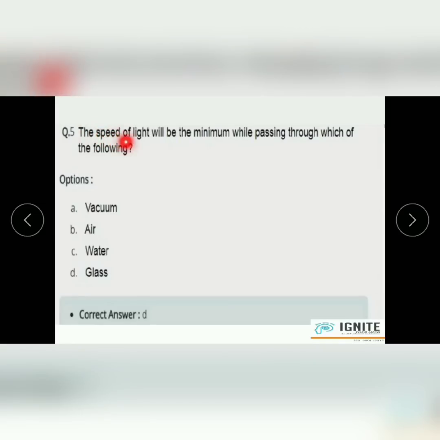Next question. The speed of light will be minimum while passing through which of the following? Options are vacuum, air, water and glass. The correct answer is option D. Because the speed of light will be minimum while passing through glass, because the refractive index of glass is higher than vacuum, air and water. The speed of light will be maximum while passing through vacuum.